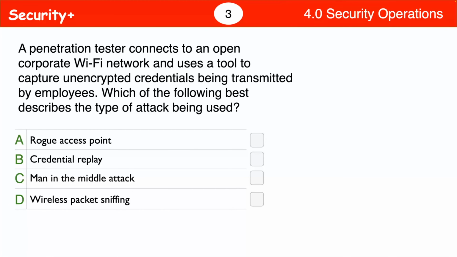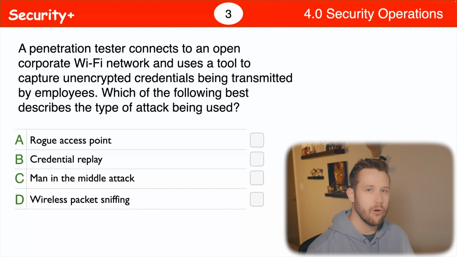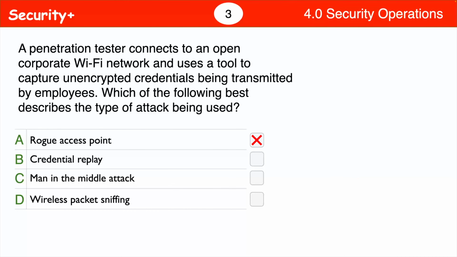So let's go ahead and do the process of elimination. And right off the bat, we can start with rogue access point. Now, a rogue access point is like an access point that is malicious or unauthorized, and it's a device set up to impersonate a legitimate Wi-Fi network. Now, little tip here, rogue access point is not in the 701 exam objectives, so we can rule that one out. Next, we can eliminate B, credential replay.